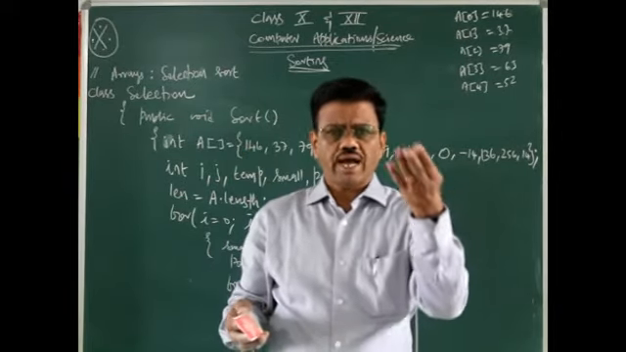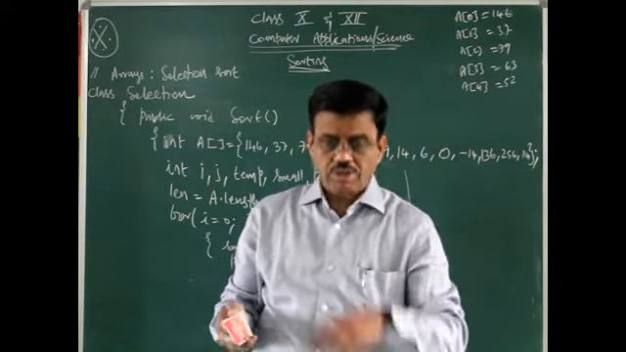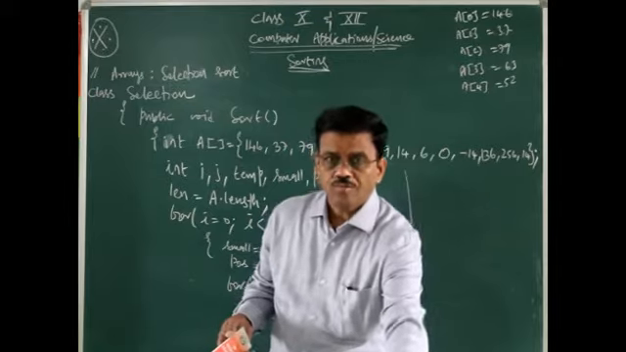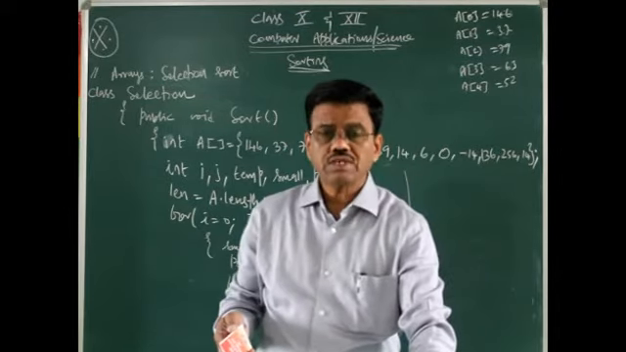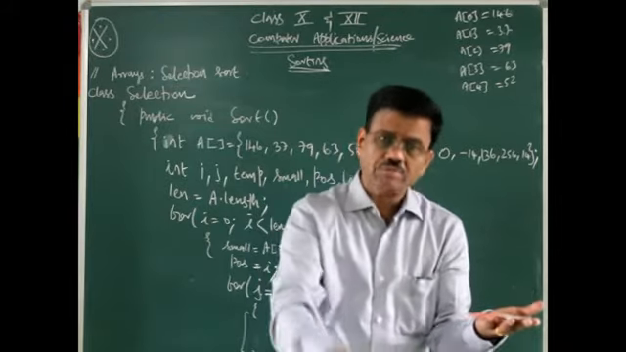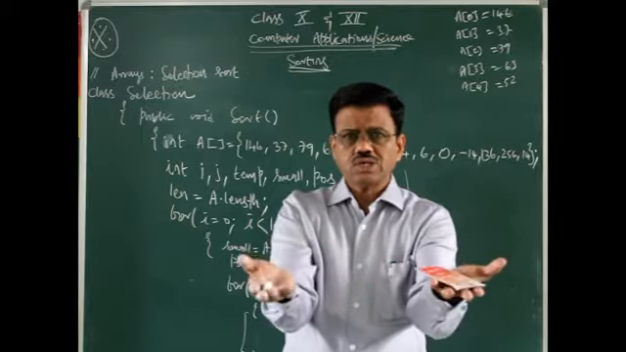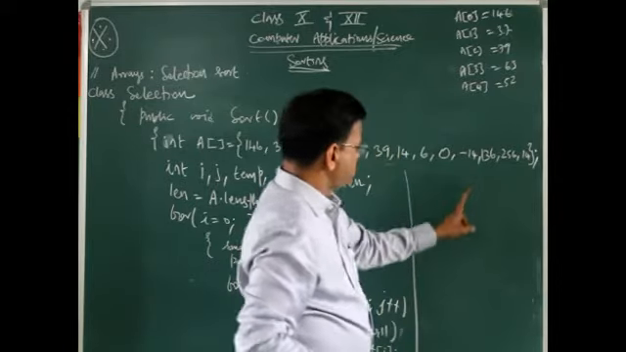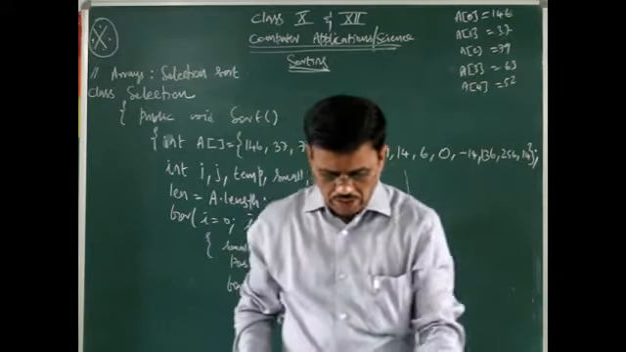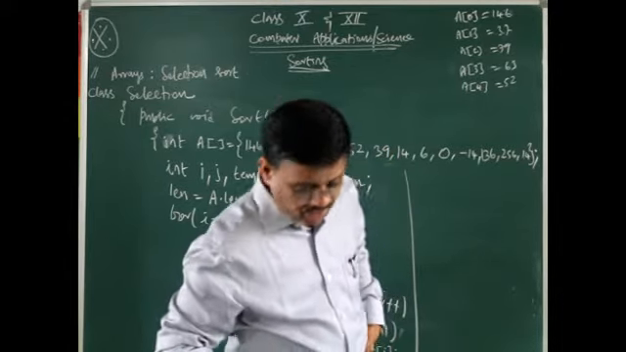I value I keep here. The place where I keep it is called temporary. I value will go to temp. J value will come to I. Temp value will come to J. Has it been swapped? Has it been interchanged? Yes. Same technique I am going to adopt right now.